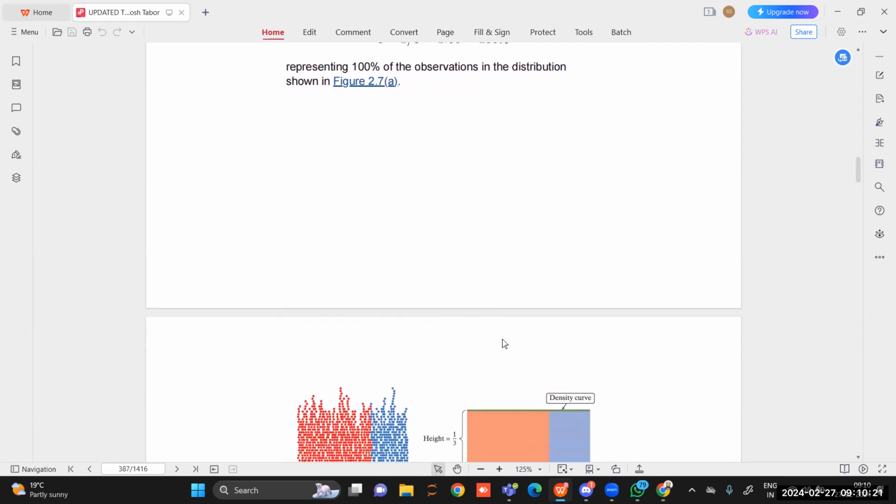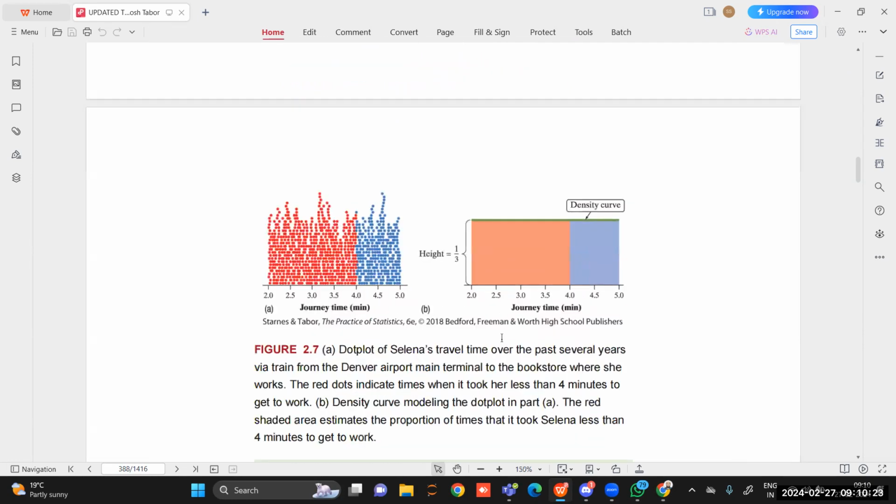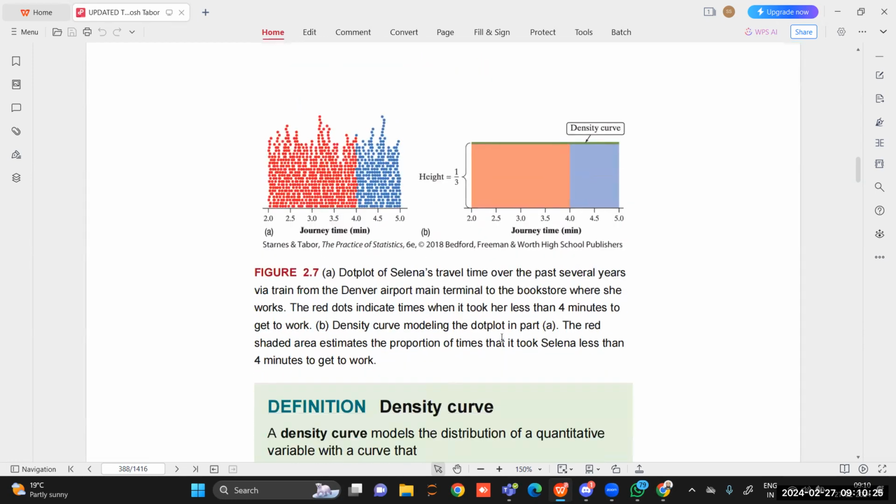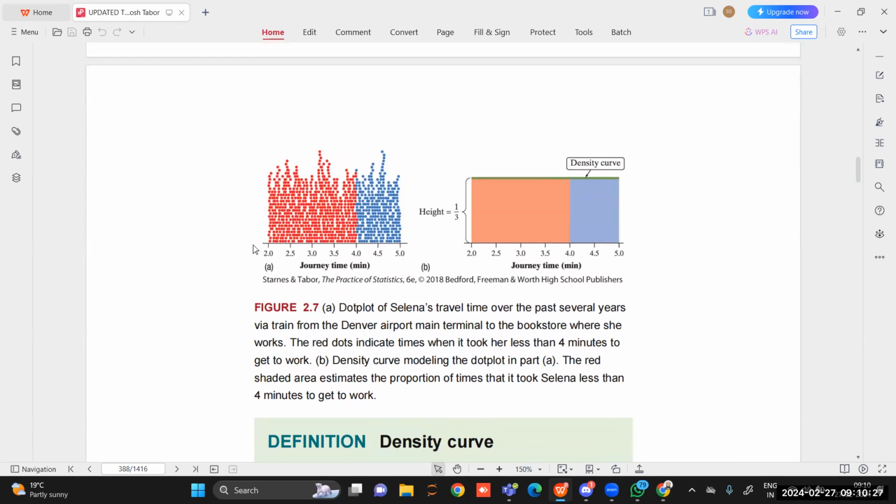Okay, see. This is the density curve. So what do we generally do? The density curve is the same as the dot plot. Nothing different.